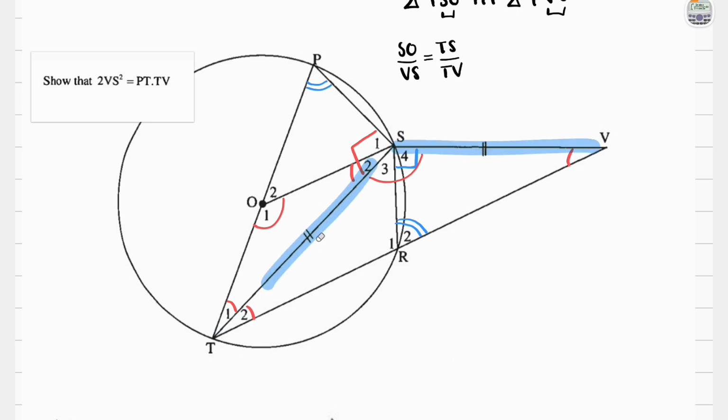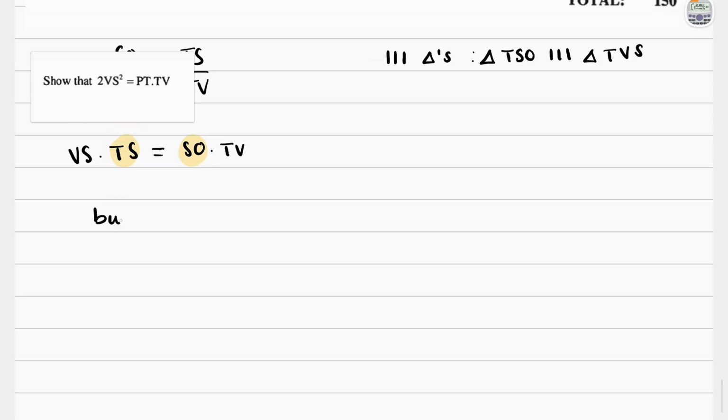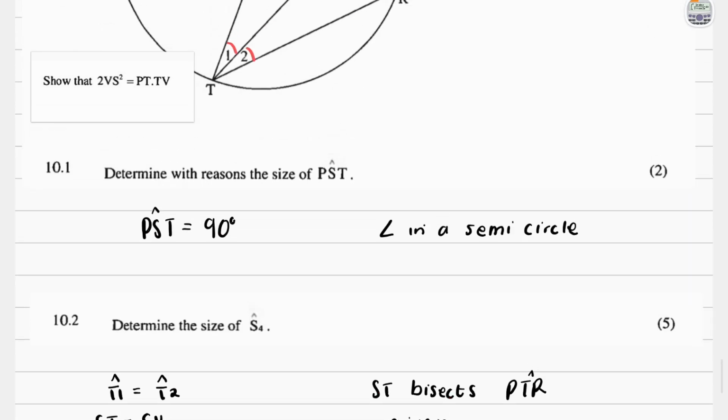These two were already equal, so we can tell them, but we knew that VS was equal to TS. So in place, we're going to put that there. So what we'll have is VS multiplied by VS, which is VS squared. Okay, so that's where we get the VS squared, which is equal to SO multiplied by TV. The only thing we need to find now is this SO. Let's look at SO and see what it is equal to.